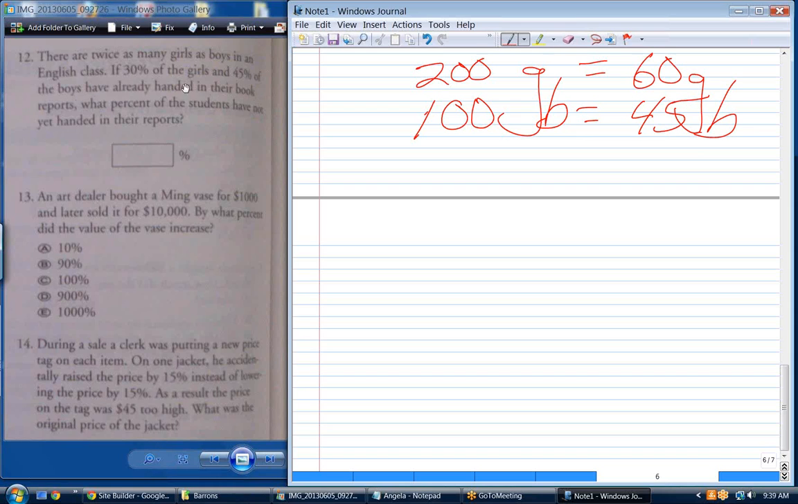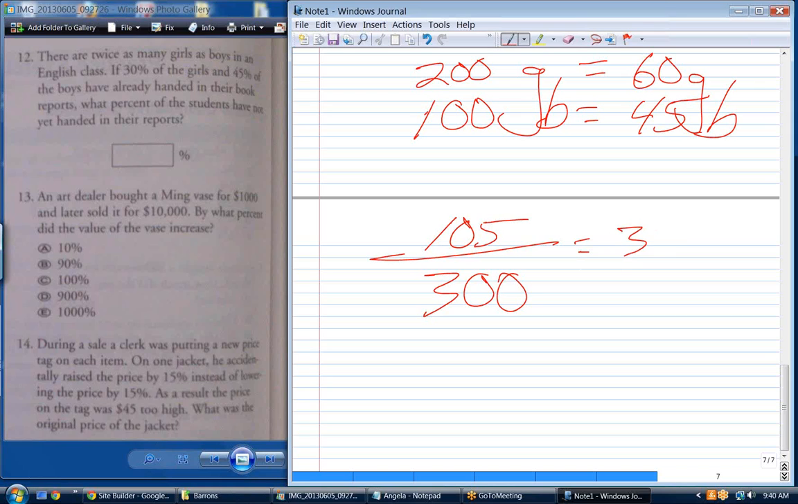So they've already handed in their book reports. What percentage of the students have not? Well, I can do this two ways. I can figure out the percentage of the students that have handed it in, and then subtract that number from 1, or 100. What does this number equal? 105 divided by 300. 35. So 35% have handed it in. I personally find it easier to do it this way, which means 65% have not.